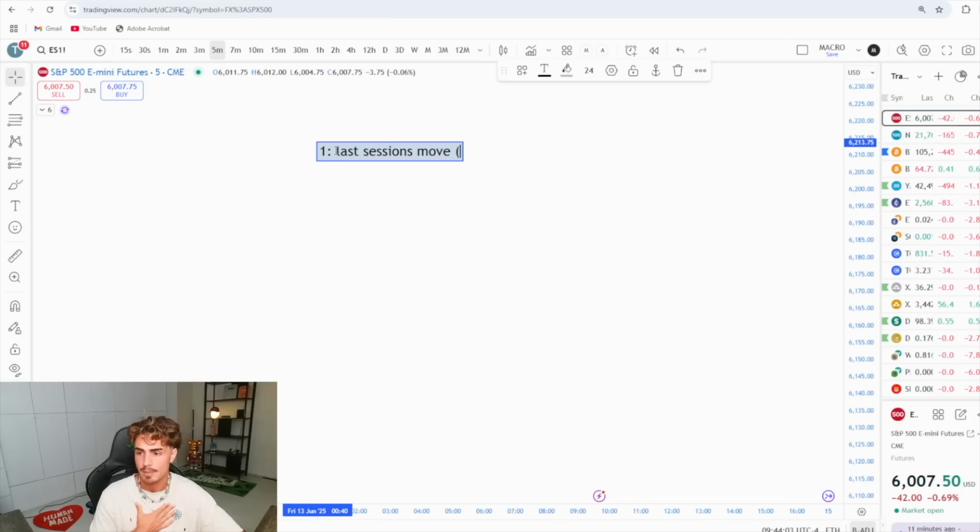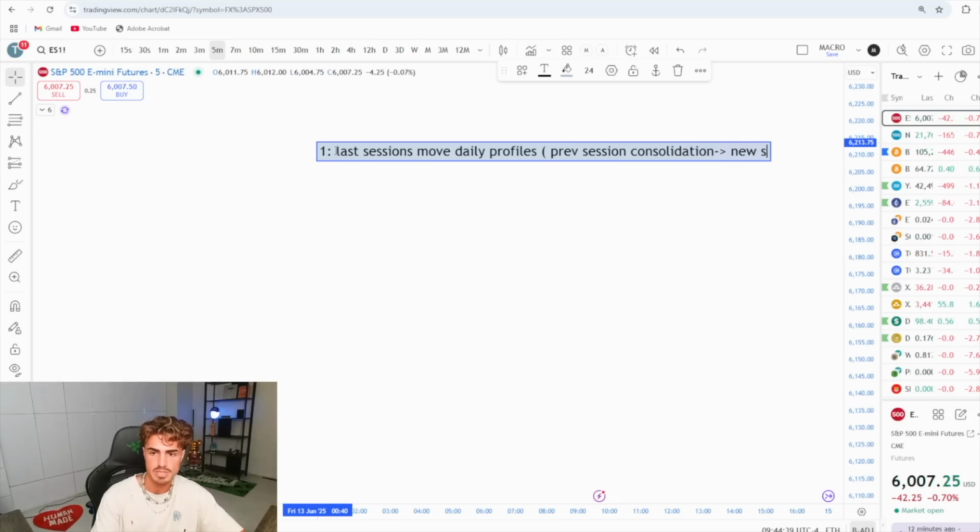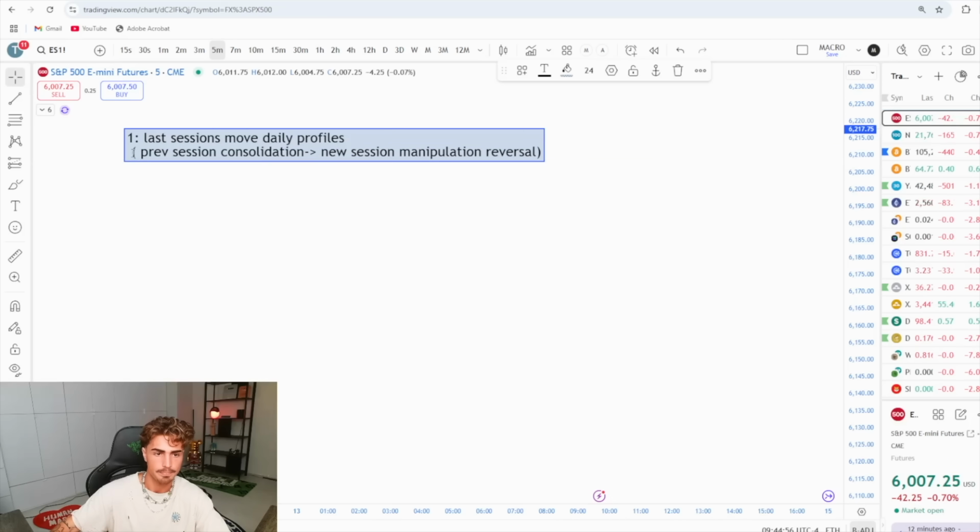So when I'm trading New York session, what session comes before New York? London session. So I'm looking at London session. What are the three ways that London session could move prior to New York session? We'll go ahead and highlight the three different daily profiles. The first one is previous session consolidation into new session, which for me would be New York session manipulation, reversal. So this is the first way that price could move.